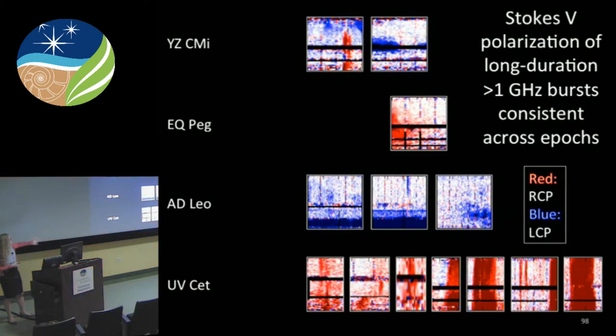Now, something I did want to mention is that I said there was long duration emission from these stars, lasting hours, and we saw this on 4 out of the 5 stars we looked at. I plotted the Stokes V showing the circular polarization of these long duration events. Blue is left circularly polarized, and red is right circularly polarized. We've got a small sample still, but you do see some consistency for different stars. Short events can vary, but long duration events seem to have a consistent polarization on a given star.